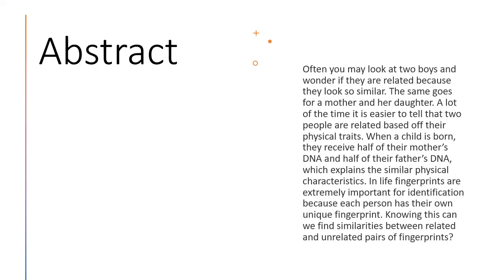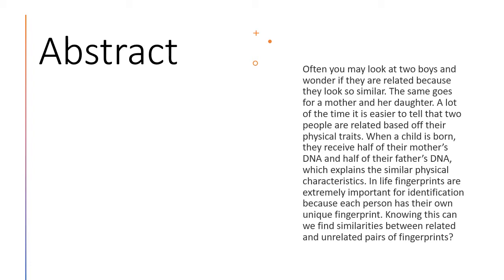Now moving on to the abstract. Often you may look at 2 boys and wonder if they are related because they look so similar. The same goes for a mother and her daughter. A lot of the time, it is easier to tell that 2 people are related based off of their physical traits. When a child is born, they receive half of their mother's DNA and half of their father's DNA, which explains the similar physical characteristics.